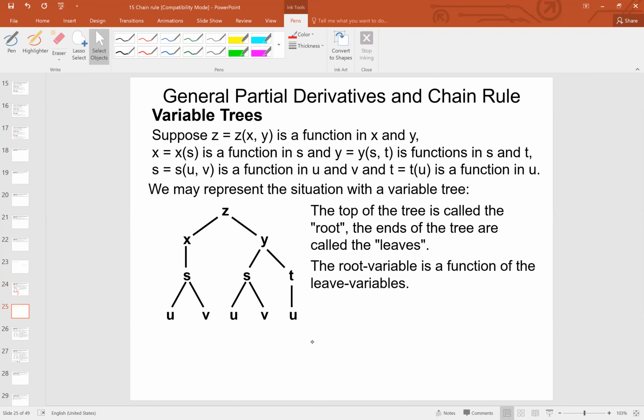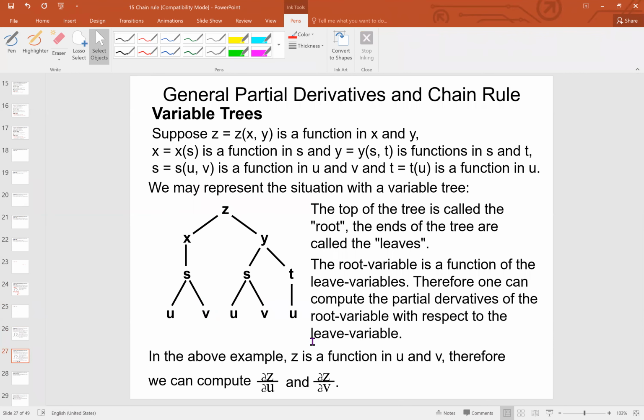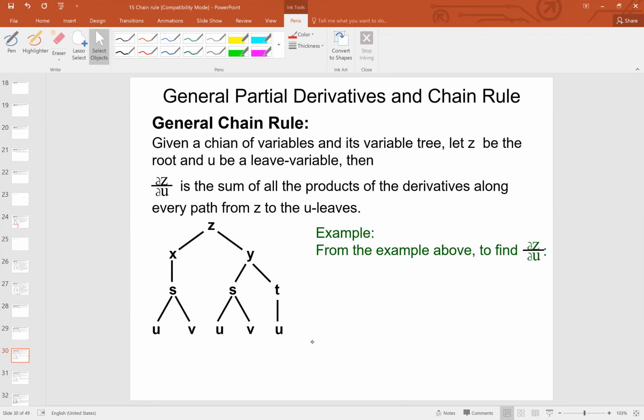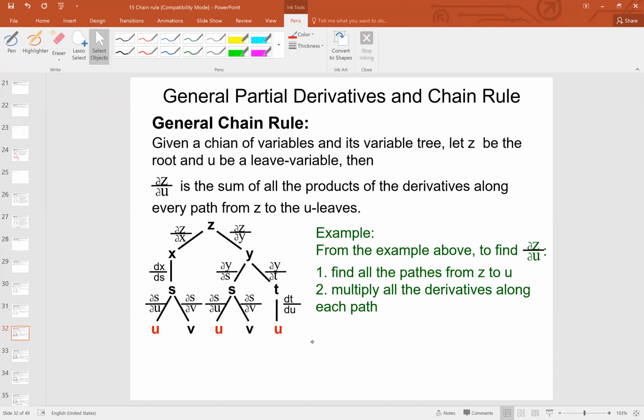And so we use these to compute partial derivatives. Okay, so the chain rule. Let me just do examples. Here's the chain rule.